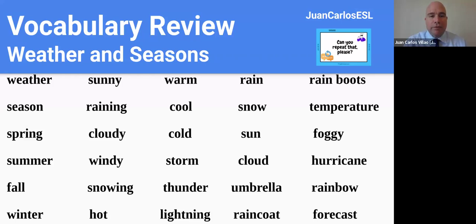That is our vocabulary review of weather and seasons. Ese es nuestro repaso de vocabulario, asunto de clima y estaciones.